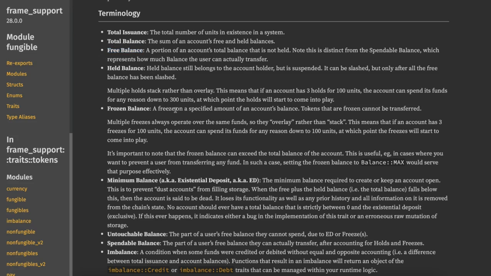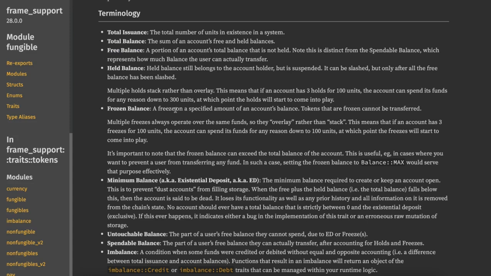It still belongs to the account holder, but it is suspended, and it is used in most cases for slashing purposes. Slashing means when an account is being punished. So during a slash, first the free balance is taken and after that the held balance is taken. Holds are stacking. Here's an example: if you have 3 holds for 100 units, this means you have held 300 units and they cannot be spent.